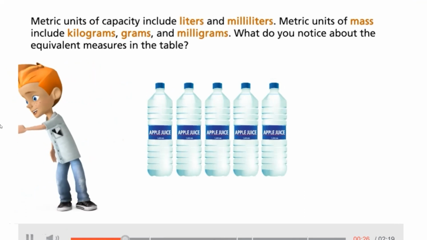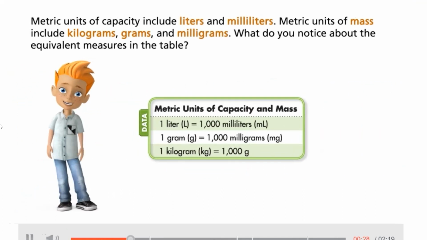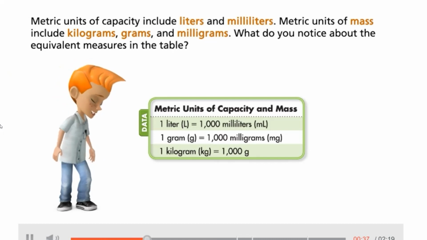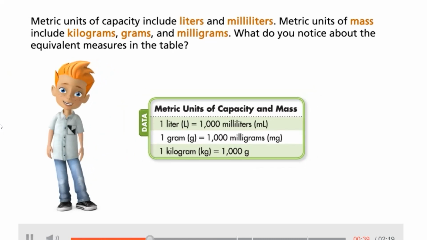Metric units of capacity include liters and milliliters. Metric units of mass include kilograms, grams, and milligrams. What do you notice about the equivalent measures in the table? Now here, let's pay attention to the numbers. 1 liter is 1,000 milliliters. 1 kilogram is 1,000 grams. Or sorry, 1 gram is 1,000 milligrams.